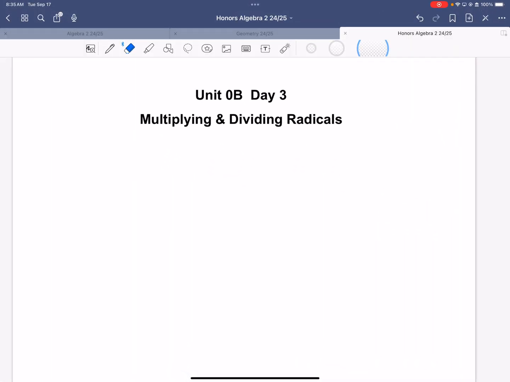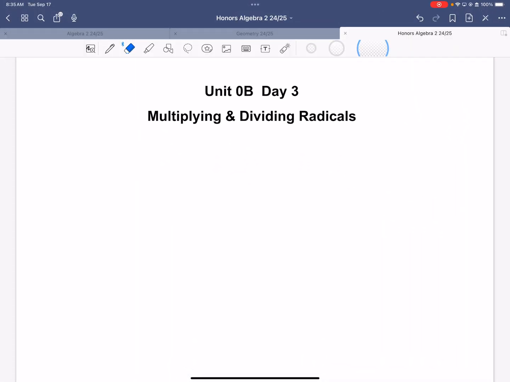So yesterday our main concentration became taking our radicals and adding and subtracting them. Today the next logical step then is how do we go about multiplying and dividing. So our whole goal for today then is to be able to multiply and divide radicals.